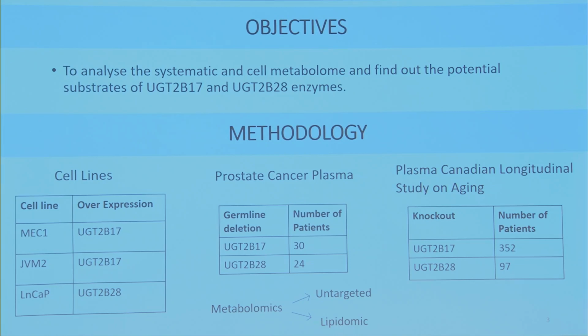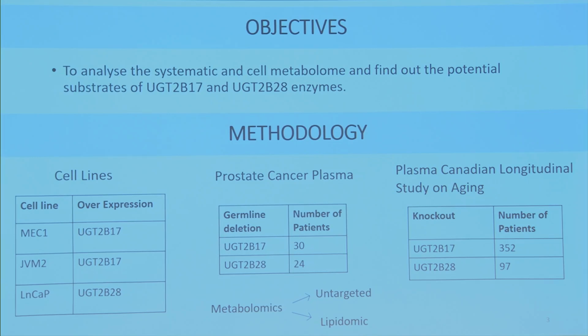The second data set that I had was from the plasma of prostate cancer patients, and there were 2 types of data. The first one had germline deletion of UGT2B17, and the other one had germline deletion of UGT2B28. The third data set was from the plasma of the Canadian Longitudinal Study on Aging. This data set was from a cohort of healthy Canadians who voluntarily gave their plasma for scientific research and their bodily checkup. In this data set there was knockout of UGT2B17 and UGT2B28.